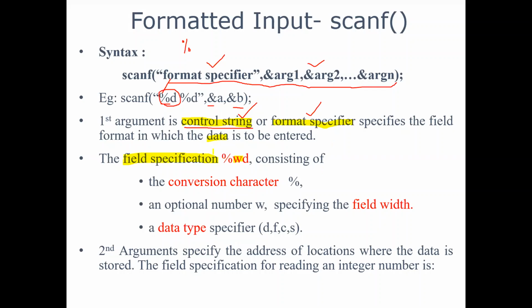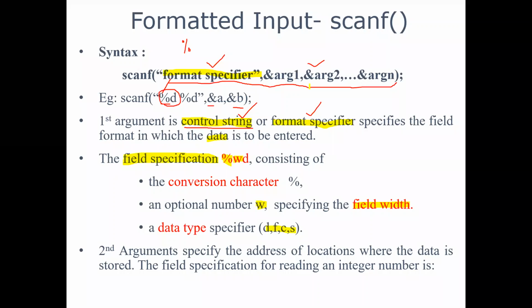I have given an explanation for each of the things. Here the percentage symbol you have to read as the conversion character. Second is the optional number, which indicates the field width, that's why we indicate it as w. And the third one is a data type specifier. It can be d for integer, f for float, c for character, and s for string, some of the examples. This constitutes the first argument.